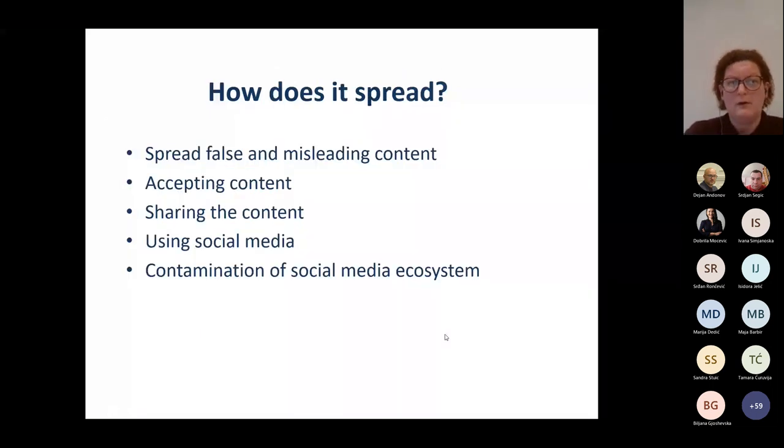How does it spread? It spreads through social media. You can spread false and misleading content. A story about an environmental issue, a story about a leak, can have misleading content. Of course, we accept the content and we share the content. We accept it not because we want to mislead, but because we believe that this content is real. Of course, by using social media, the rhythm of spreading is much higher. And in this case, it occurs that thing which we call contamination of the social media ecosystem.